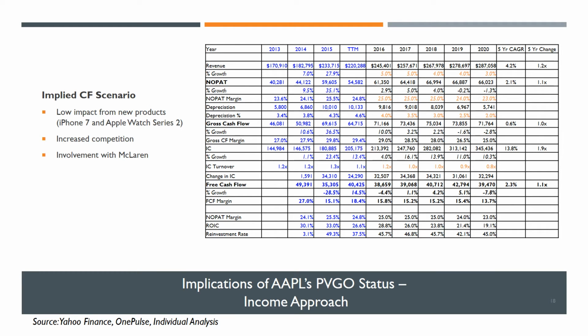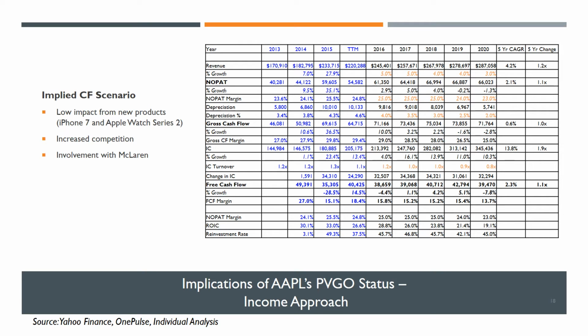Now let's look at the implications of Apple's PVGO status from an income approach perspective, trying to project exactly where they will be in the next five years. As we found in their price, what's baked in is a little bit over 2% growth over the next 5 years, which is not a crazy number. Not a crazy number at all. I think it's actually rather low.